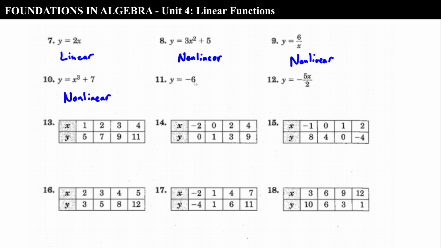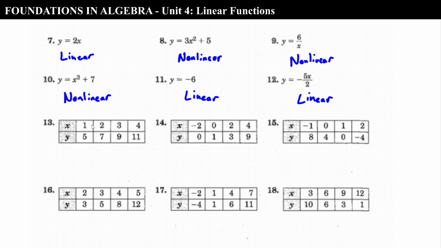This one has just a number, but the highest power here is 1, and if we had an x on the end, it would be x to the 0, which is 1. So y equals -6 is linear. In fact, you know it's a straight line because y equals -6 is a horizontal line. And then here we have x in the numerator. This is just like saying -5/2 x. So this one is linear.